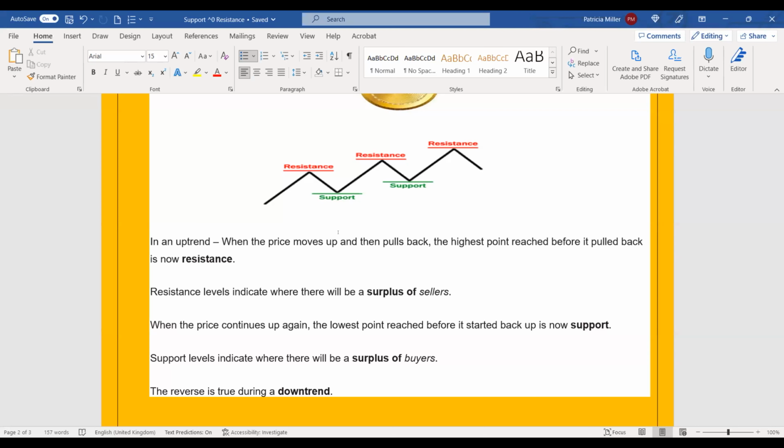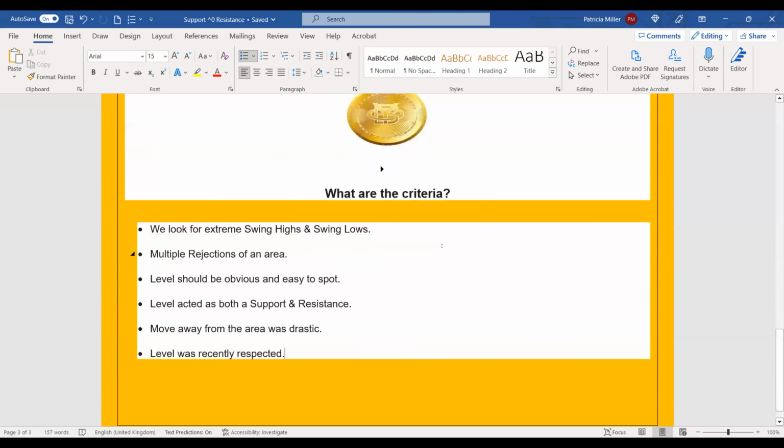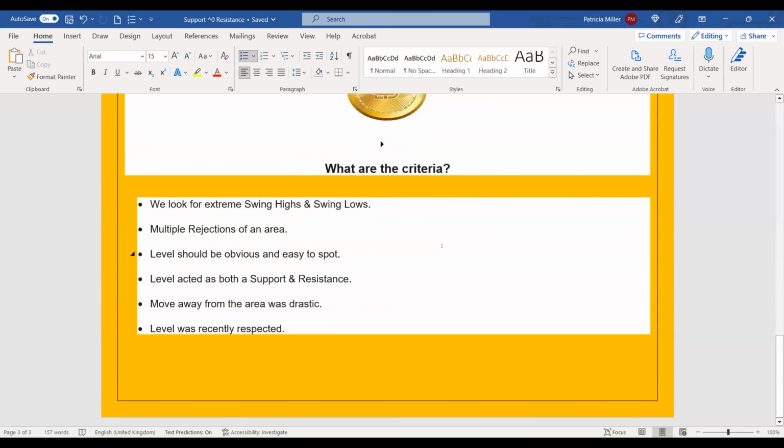So what are the criteria in drawing up these levels? What are the traits in identifying the support and resistance areas? This is where you need to make some notes and pay close attention. What are you going to be looking for? Number one, we're going to be looking for extreme highs and extreme lows. So when you get on your chart, where has the market been before? The highest point, the lowest point? You're going to mark those off. Number two, you're going to look at areas where you have multiple rejections. The more, the better. That's number two. Make notes, because we're going to be looking at some examples.